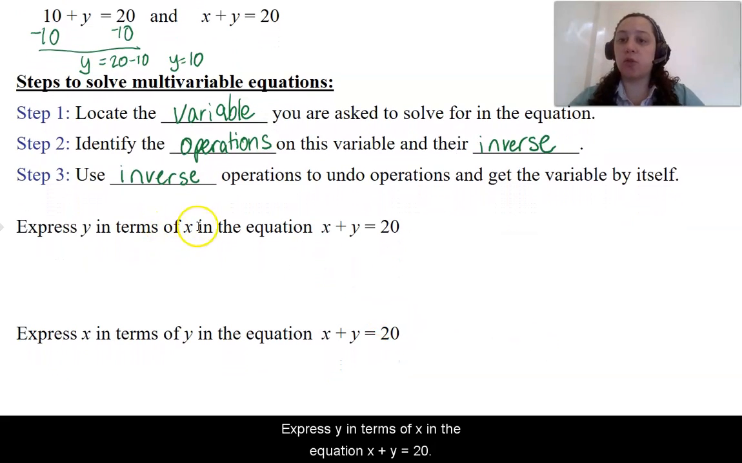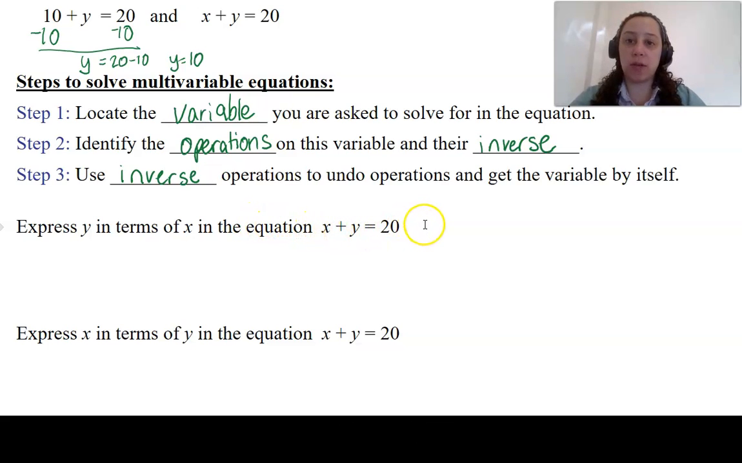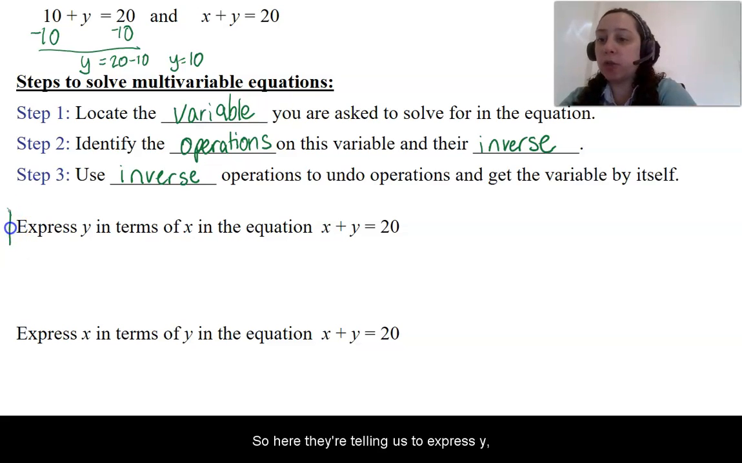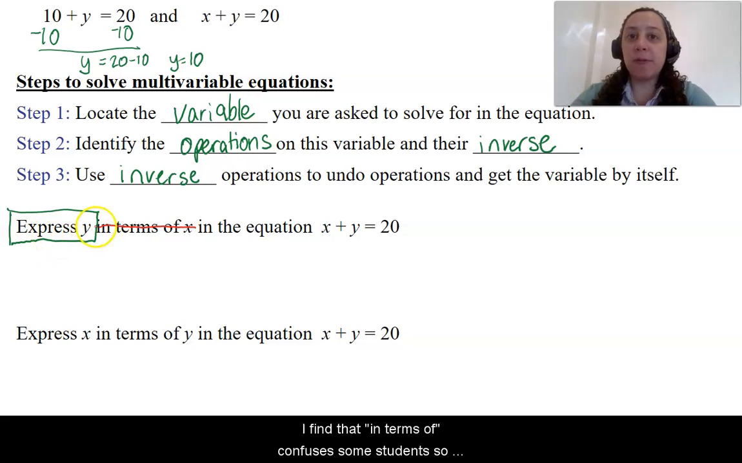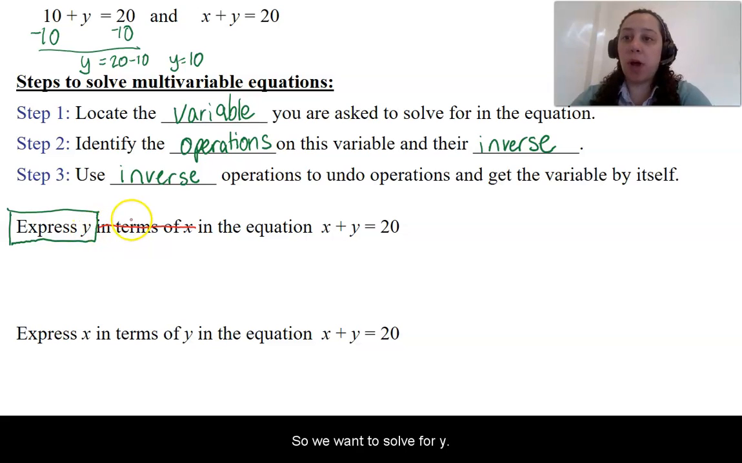Express y in terms of x in the equation x plus y equals 20. So here, they're telling us to express y. So we want to solve for y here. And when we see "in terms of," we can kind of cross that out. It means that variable will be in the answer, but we want to get the y by itself. And I find that "in terms of" confuses some students, so you can cross it out. So we want to solve for y.